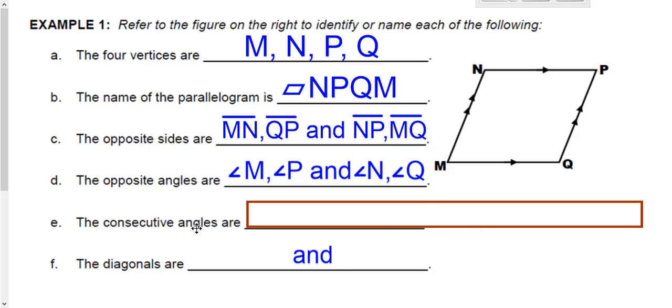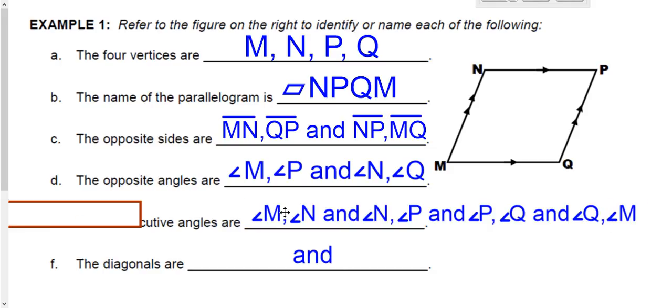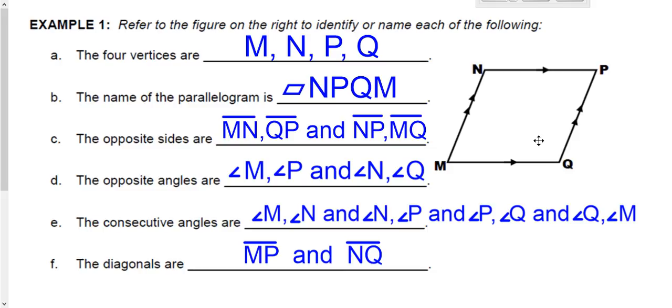Now, consecutive angles. Consecutive means one right after another. So if you look at M, they're right next to each other, not the opposite one, but M and N are consecutive. And then I go around it, N and P are considered consecutive angles, one right after the other. Well, P and Q, and then the last pair, Q and M, are also consecutive. Special property about consecutive angles too, and their measures. And then the diagonals are from M to P, drawing a segment there. And the other diagonal goes from N to Q.